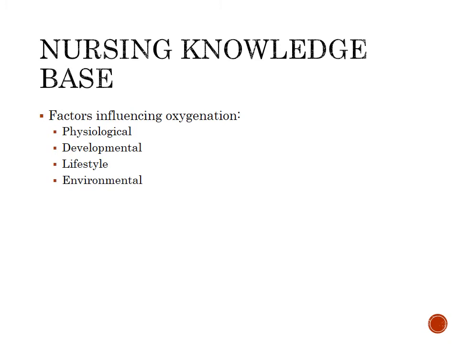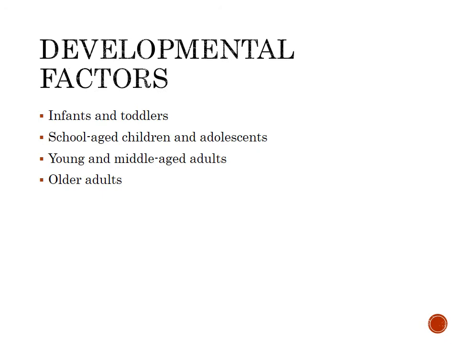So what do we need to know? There are all these different factors that influence oxygenation. Different things such as physiological, developmental, lifestyle, and environmental, and we're actually going to go through each one so you can see what kind of things affect this. With developmental factors, we have infants and toddlers. We have school-age children, adolescents, young and middle adults, and older adults.